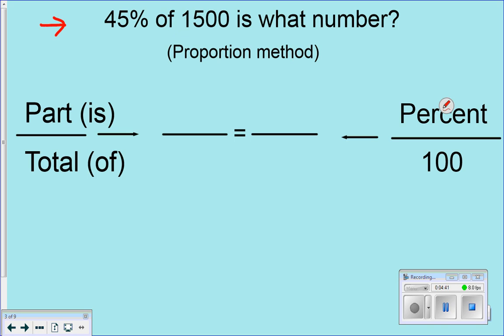Okay. So first thing I'm going to put in my proportion is that 100, because that's automatically set in stone. Now the next thing I'm going to look for is if I have a percent in that problem. Do I have a percent in that problem? Okay, 45, right? So what's that going to go over the top of? 100, yes. 45 goes here.